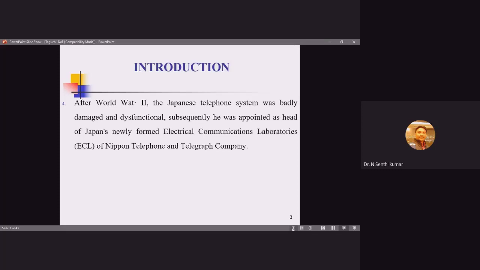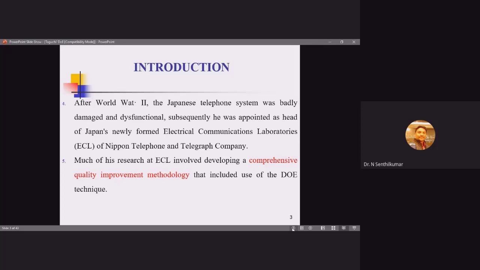So he wanted to improve the electrical, telephonic communication during World War II, and he introduced this concept. Normally Taguchi would say that quality should be inbuilt. That is where he implemented the quality improvement methodology in the DOE technique. So much of his research at the telephone company was towards developing a quality improvement methodology with the use of DOE. By using DOE, the quality can be further improved.